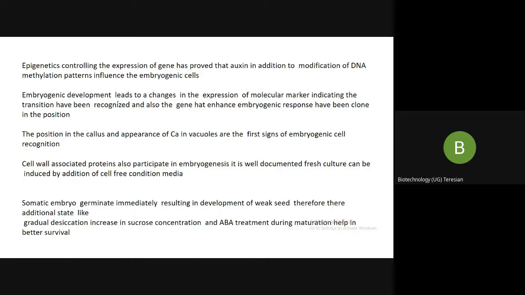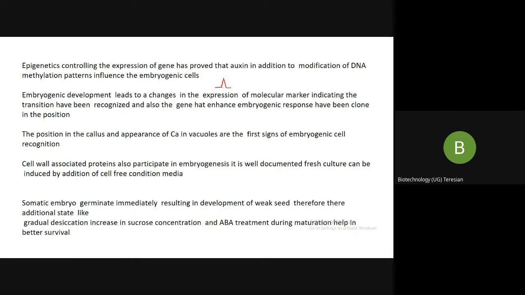See, your embryo is going through various stages of changes, right? So when it is going through various stages of changes, there is expression of a molecular marker indicating that. A simple example, just a wild example I'm giving. So this is your embryo. Now suddenly it has expressed itself. Okay. So here you can see this is your molecular marker. So when you see that it has increased or some change has happened, you come to know. So that will act as a molecular marker indicating that the transition has been recognized.